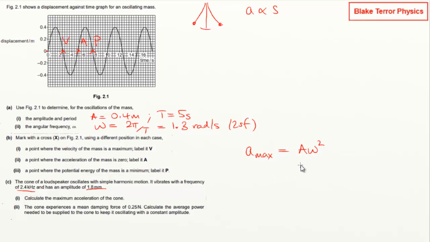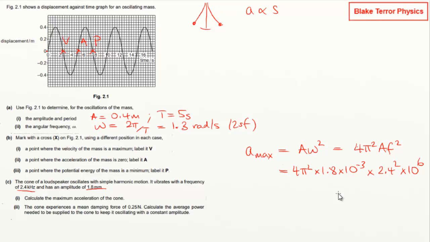What are we doing? We've got omega is, of course, 2 pi f. So we want 4 pi squared A f squared to be our a max. So that's 4 pi squared, A, just A, not A squared, times f squared, isn't it? So 1.8 times 10 to the minus 3 multiplied by f squared, so 2.4 squared times 10 to the 6.